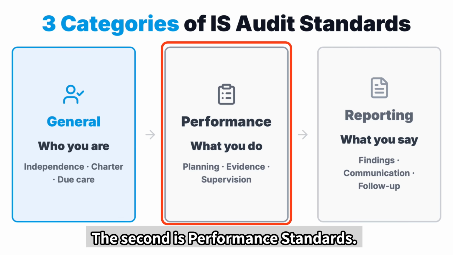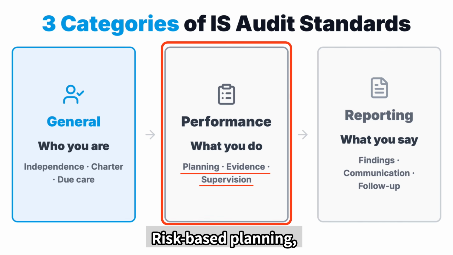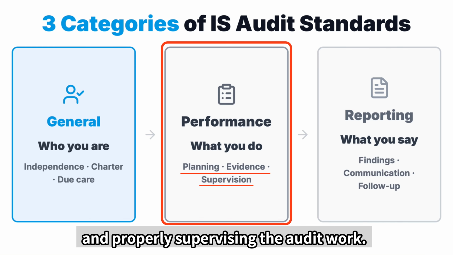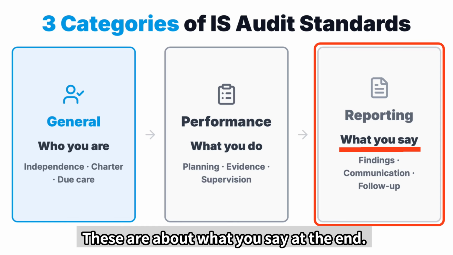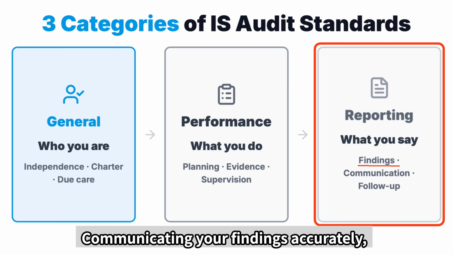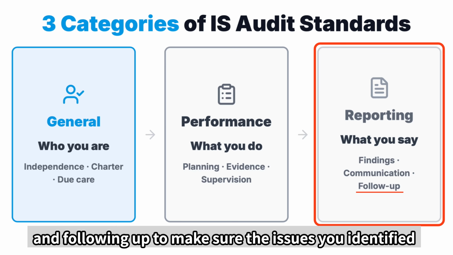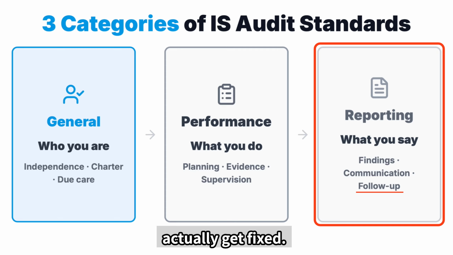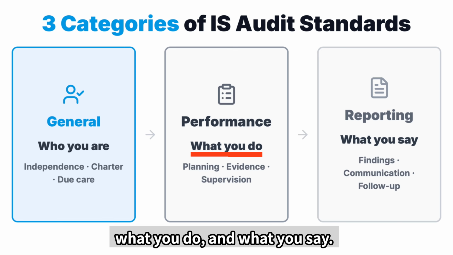The second is performance standards. These are about what you do during the audit, risk-based planning, collecting sufficient evidence, and properly supervising the audit work. The third is reporting standards. These are about what you say at the end, communicating your findings accurately, reporting to management, and following up to make sure the issues you identified actually get fixed. So, think of it as who you are, what you do, and what you say.